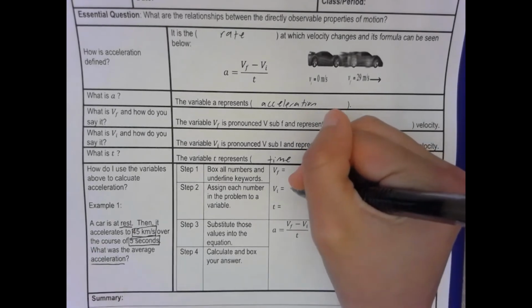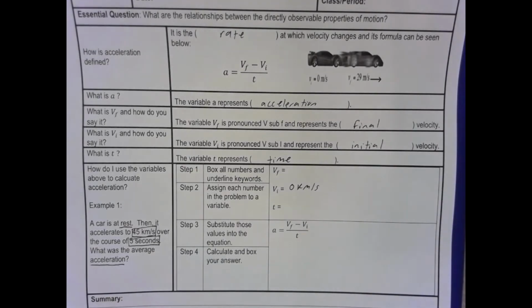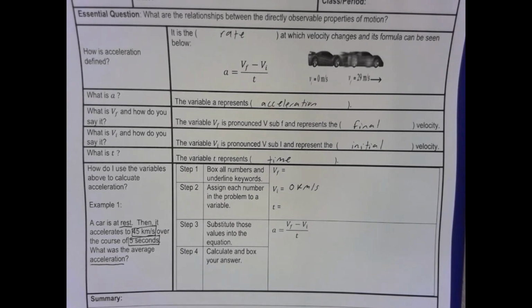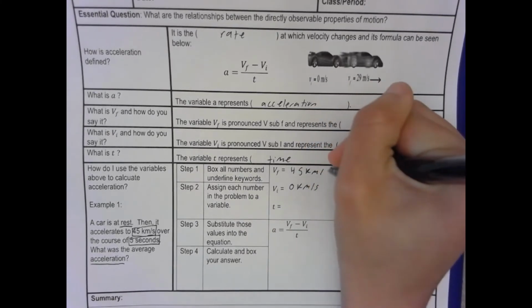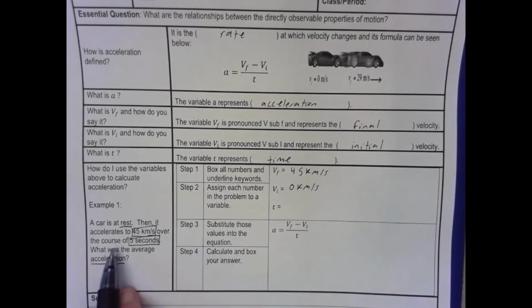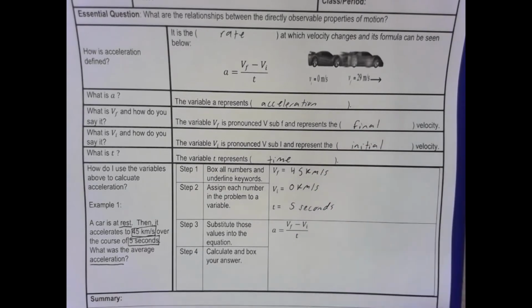Then we accelerate. So we're going to have 0 kilometers per second, and now we look at our next given. It's 45 kilometers per second. If it's kilometers per second, I know it's a velocity. We've already filled in our initial velocity, so it must be our final velocity, 45 kilometers per second. Then it says that this happens over the course of 5 seconds. Which variable is our 5 going to be? It's going to be our time. That makes sense because seconds is a unit of time.